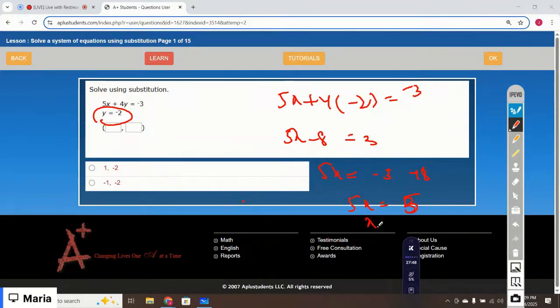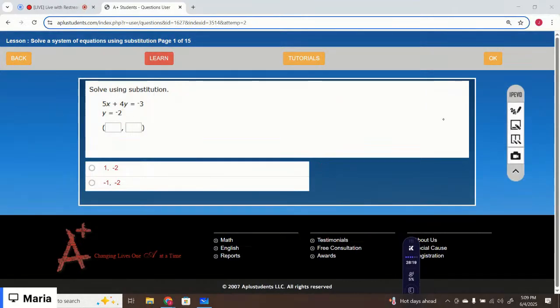8 minus 3 is 4. So x equals 1. Remember, x equals 1 and y equals negative 2. Option number 1 is the correct option. Let's move on to the next one.